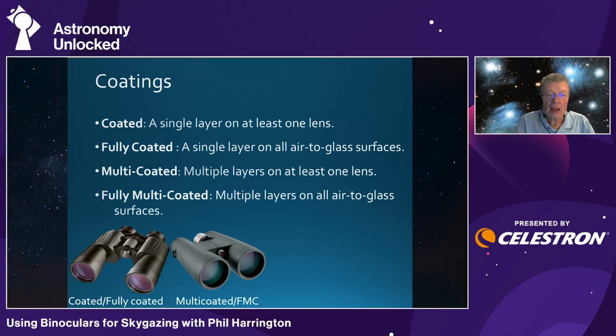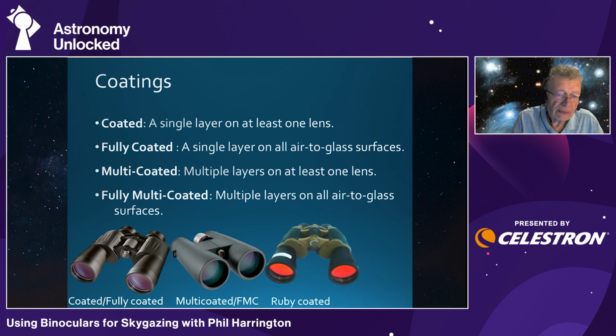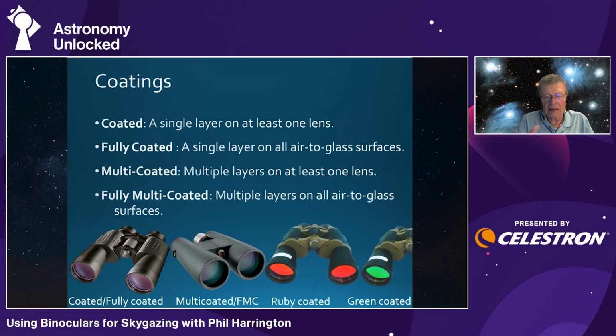I want to just give a brief note of caution. If you pick up a pair of binoculars and they say they have ruby coatings or green coatings, those don't really work well. They look really pretty in colors, they look really pretty in ads, but in reality, those coatings really don't serve any positive purpose. In fact, some would argue that they're actually a detriment. So you want to avoid those binoculars. Coated or fully coated are great. Multi-coated, or better still, fully multi-coated, are really what you're looking for.